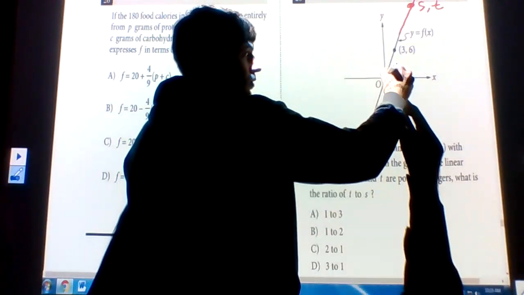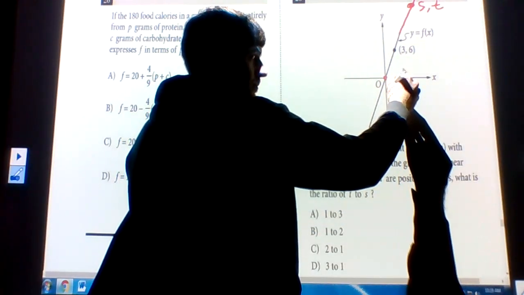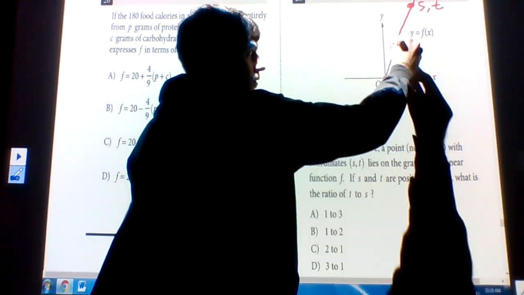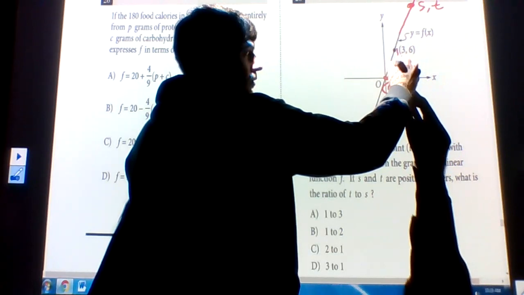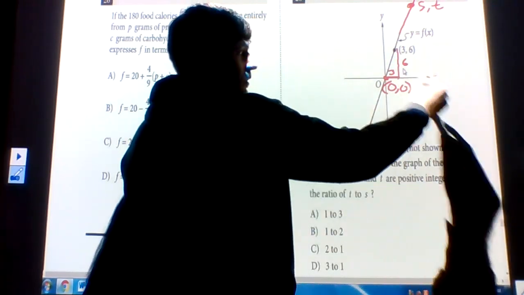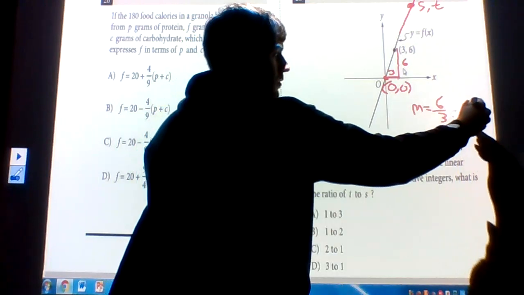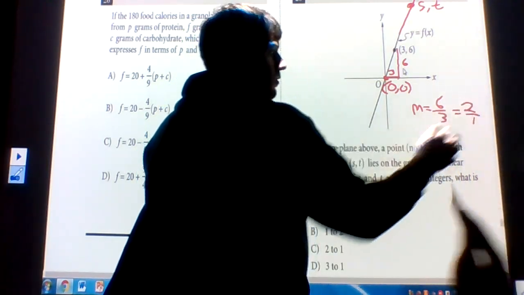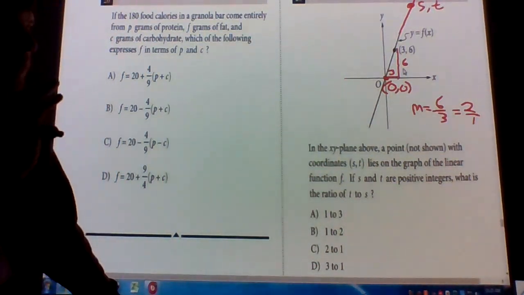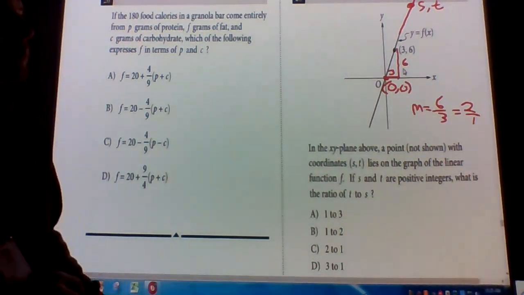If you look at our slope, we're starting at 0, 0, so we're going over 3 and up 6, so our slope here is going to be rise over run, 6 over 3, right, or 2 over 1. So every time we go up 2, we go right 1. So we go up 2, right 1, up 2, right 1, which means all of these Y values are going to be twice as big.